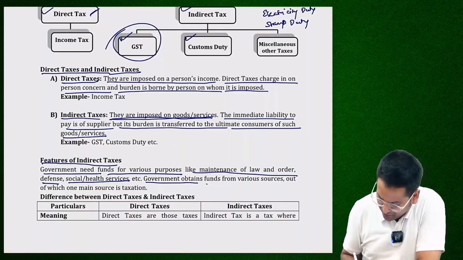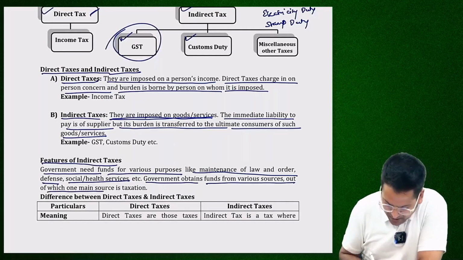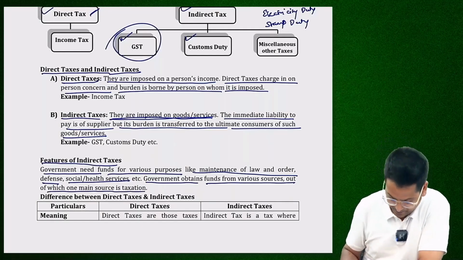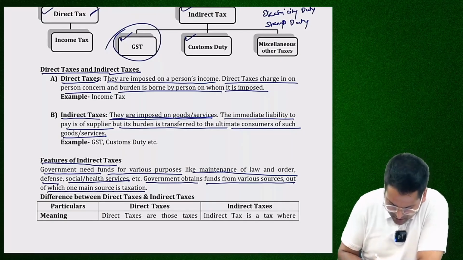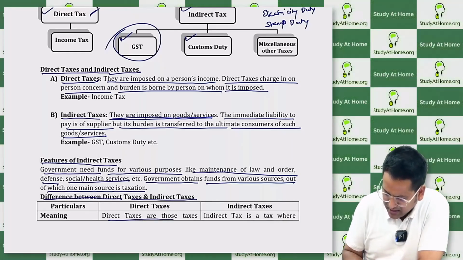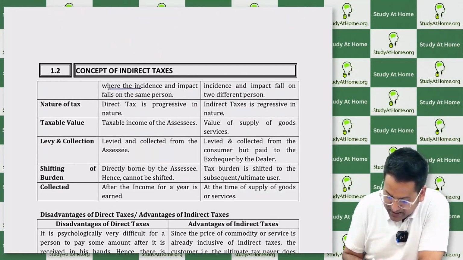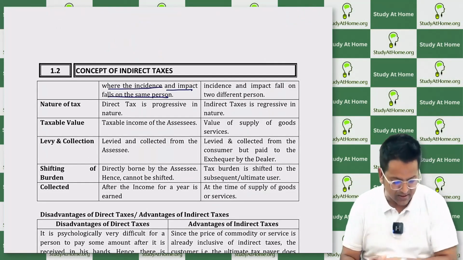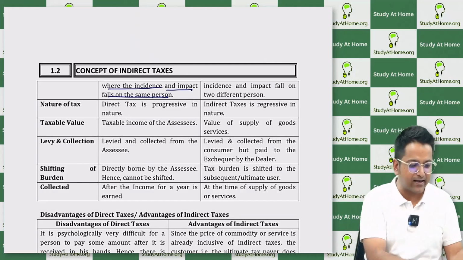Government obtains funds from various sources, out of which one main source is taxation. Let's talk about the difference between direct and indirect taxes. Direct taxes are those taxes where the incidence and impact falls on the same person. Incidence and impact both fall on the same.